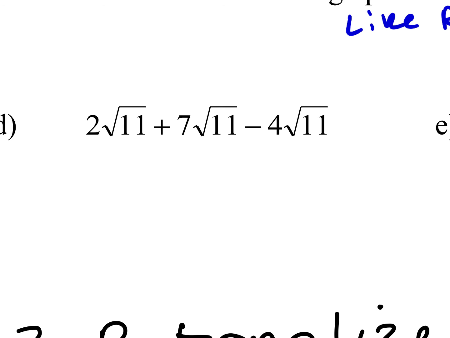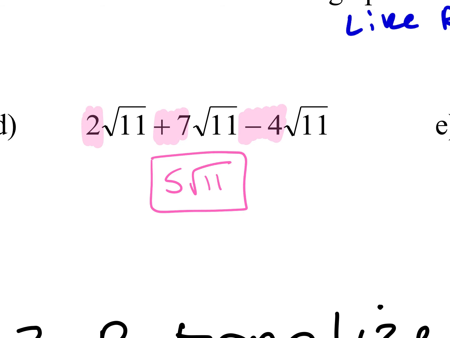How do I combine them? Add the whole number. So I add the coefficients together or subtract. So 2 plus 7 minus 4. 2 plus 7 would be 9. 9 minus 4 is 5. So this is 5. What would come next? Square root 11. Perfect. The radical part stays the same. So we just add or subtract the coefficients. The radical part stays the same.